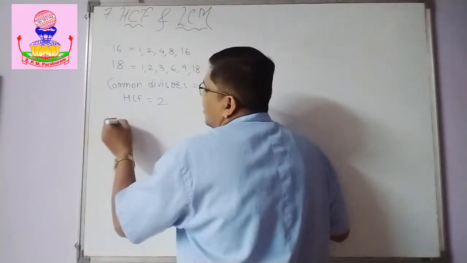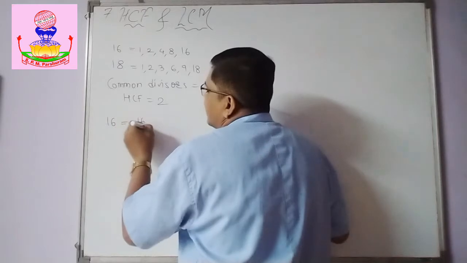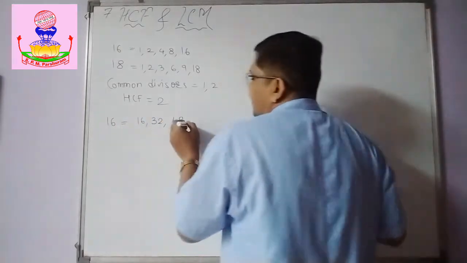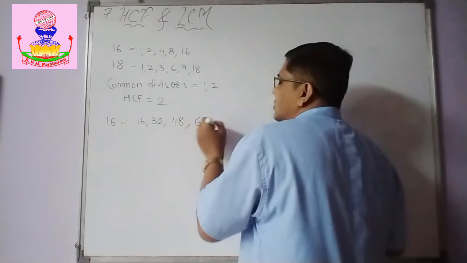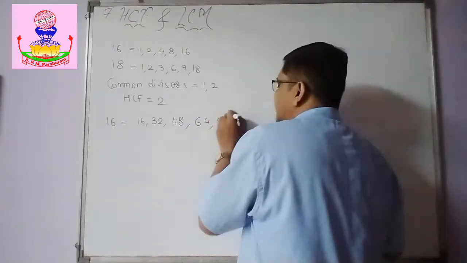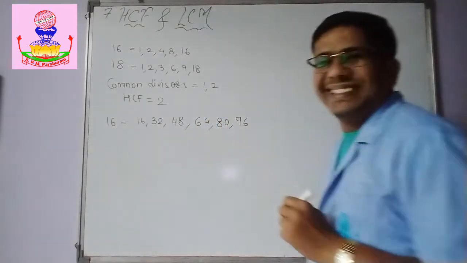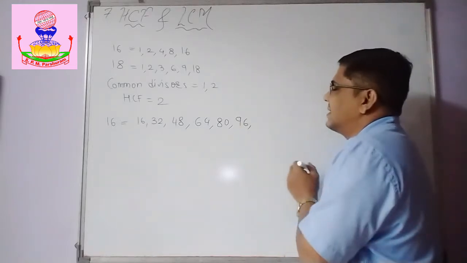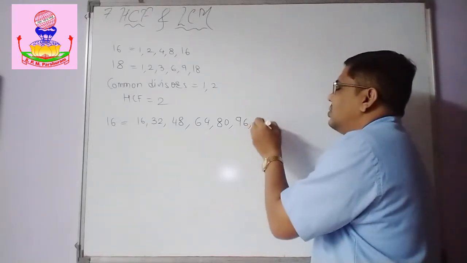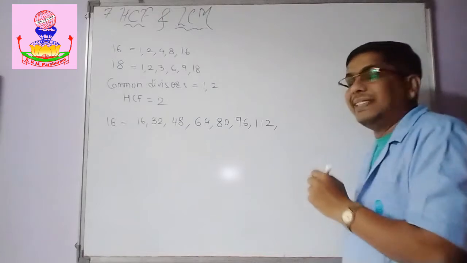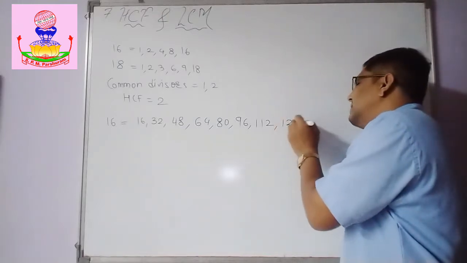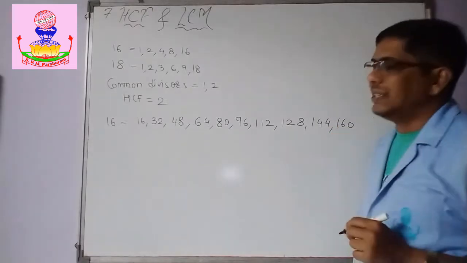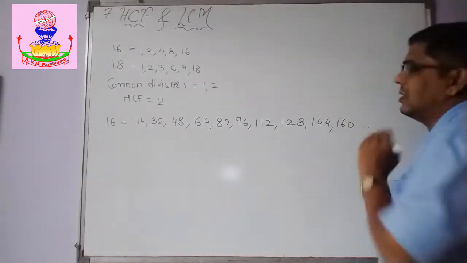Okay. So I know 16, 16 2s are 32, 16 3s are 48, 16 4s are 64, 16 5s are 80, 16 6s are 96, 16 7s are 112, 16 8s are 128, 16 9s are 144, 16 10s are 160, and so on. I am stopping here.